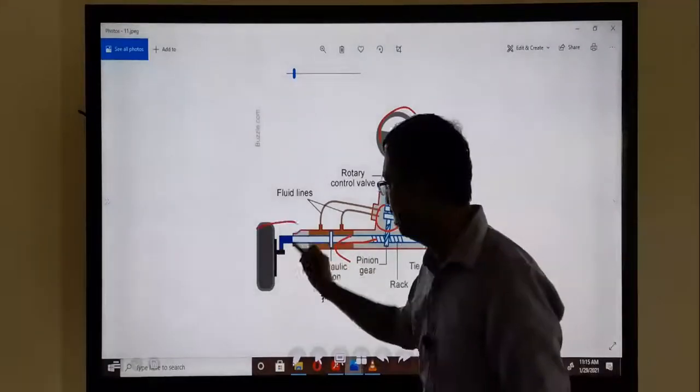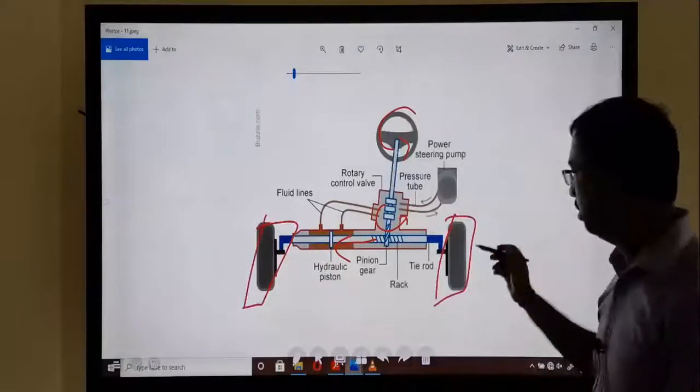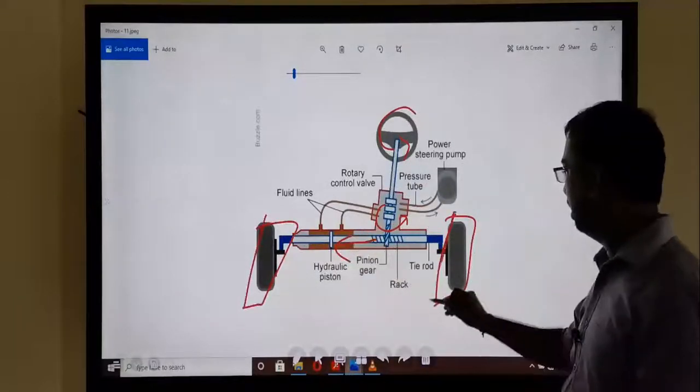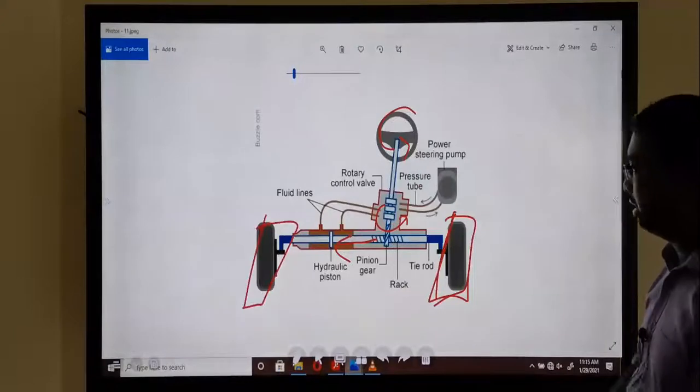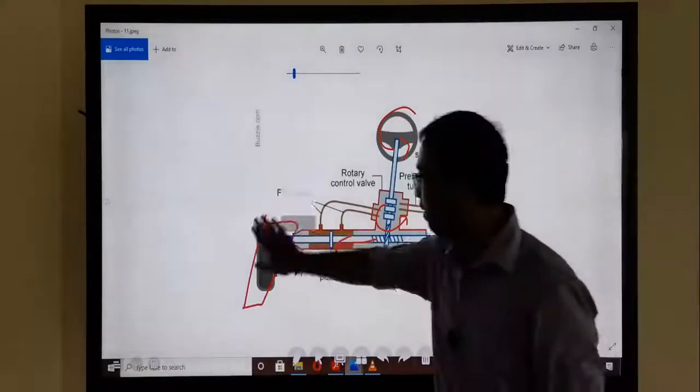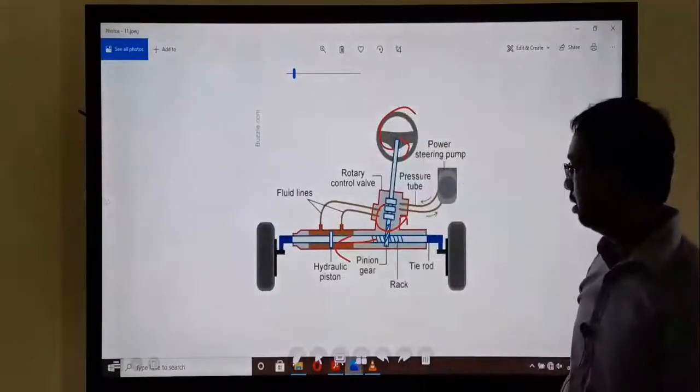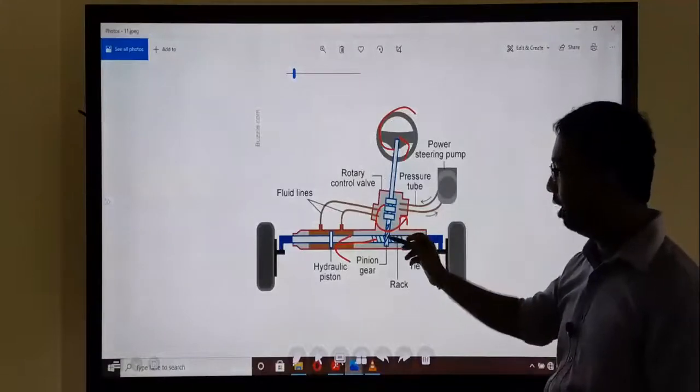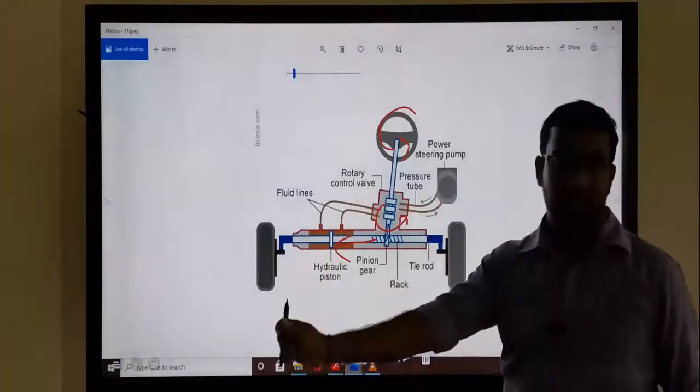So this car, just think about it, is moved to this angle. That's no problem. So what will happen? This rack is going to move this way.